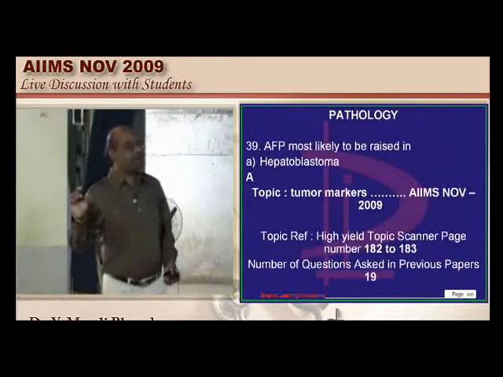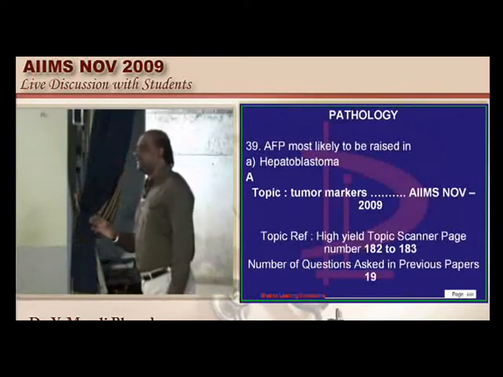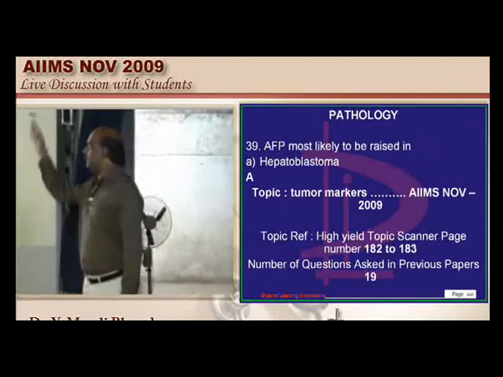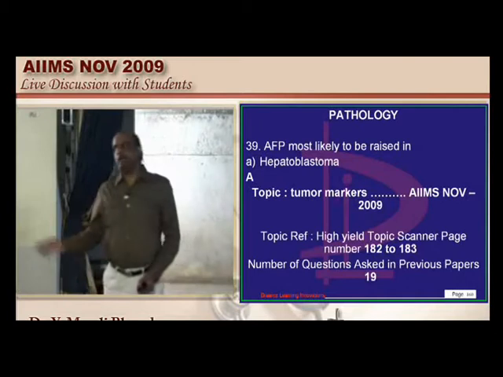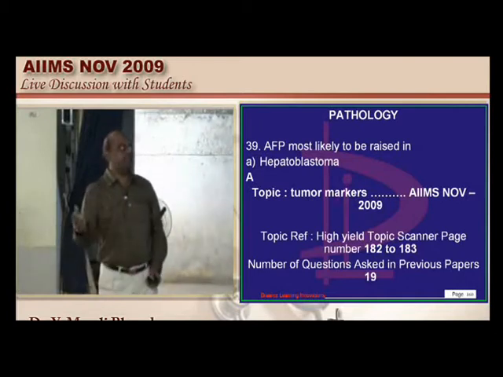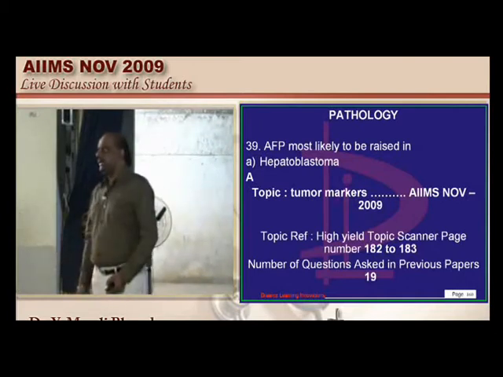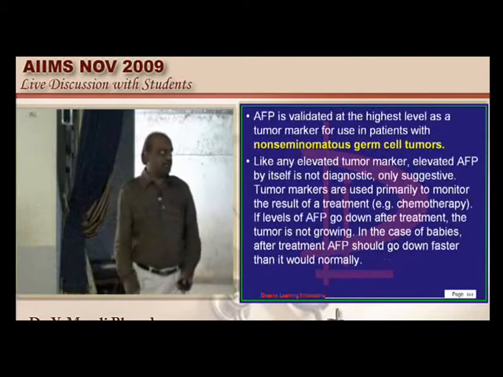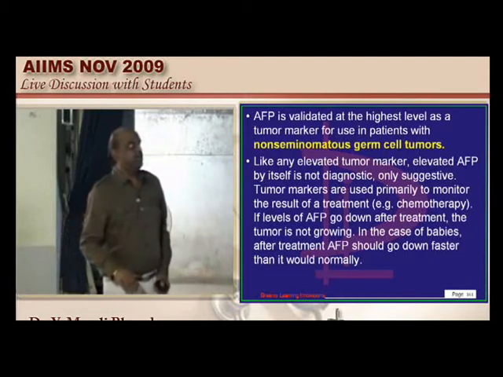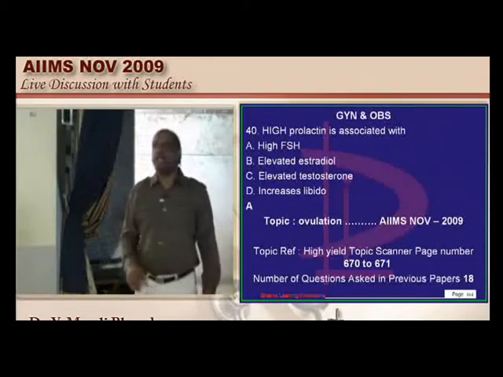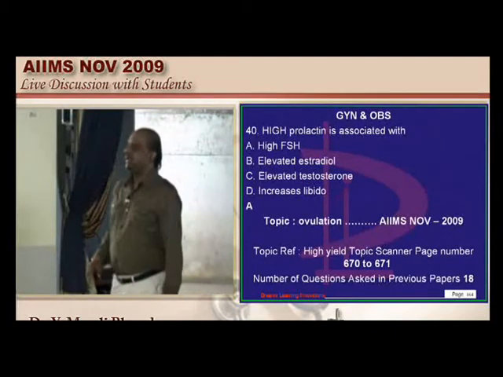Now tumor markers, nearly 19 questions were there in pathology. It is one of the top 20 high yield topics in pathology. Hepatoblastoma, there is an elevation of alpha fetoprotein, there is no big deal about it. Even in non-seminomatous germ cell tumors also, alpha fetoprotein is typically elevated. Then high prolactin is associated with what? This is a good question.